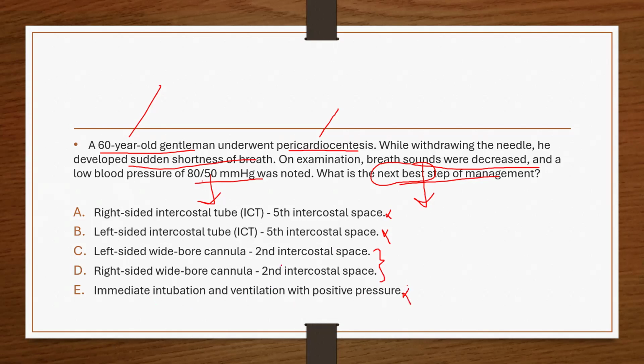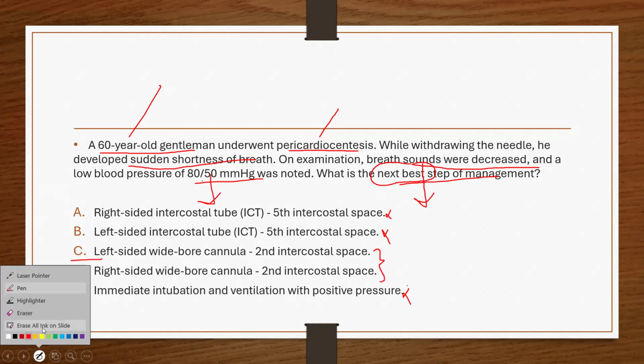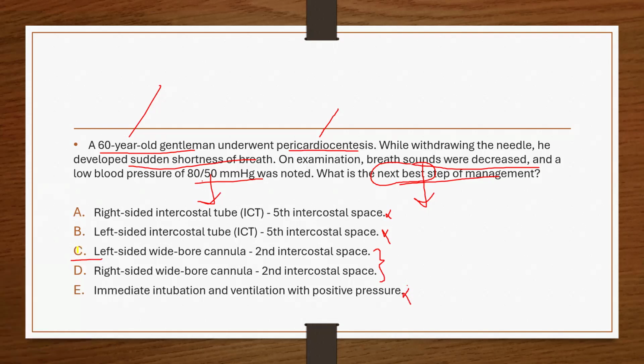So out of the two sides, now he underwent pericardiocentesis, so it's a high chance this pneumothorax is on the left side. That's why we are going to select answer C, which is left-sided wide bore cannula insertion in the second intercostal space. Okay. All right. Not to Dr. Muhammad Wali. No, we are going to go with needle decompression. So that's the next best step here.